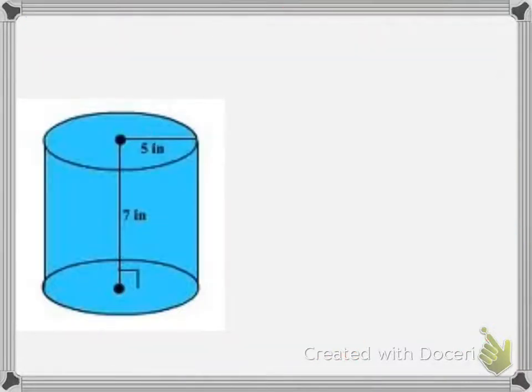Okay, I'm back. Now, to solve this problem, you have to use the formula for the volume of a cylinder. Volume equals pi r squared h. So pi r squared is the formula for the area of a circle. Now you just gotta multiply that by the height.